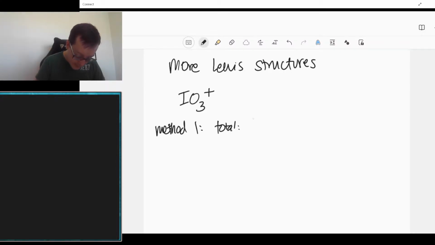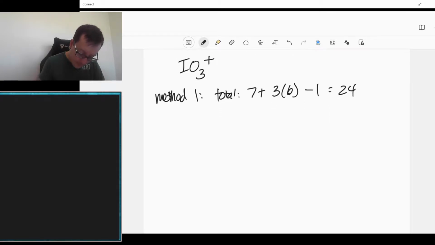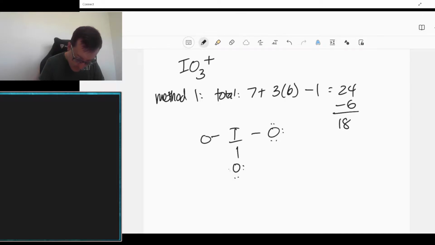So total valence electrons here, we have 7 plus 3 times 6 minus 1. Don't forget, for a positive charge, you subtract electrons. So that's going to be 24. We're going to start with our skeleton. Our skeleton takes up 6, so we have 18 left. We have those 18. We have none left for our iodine.